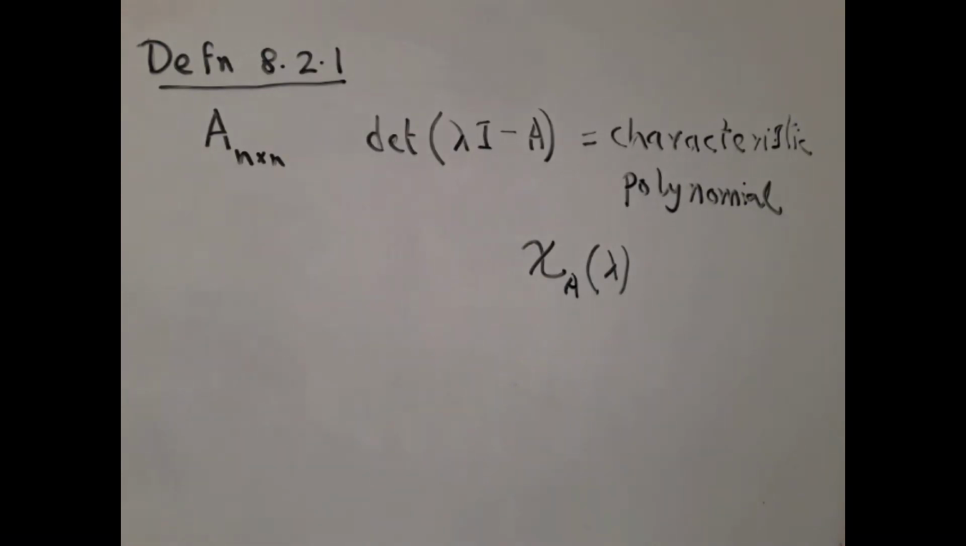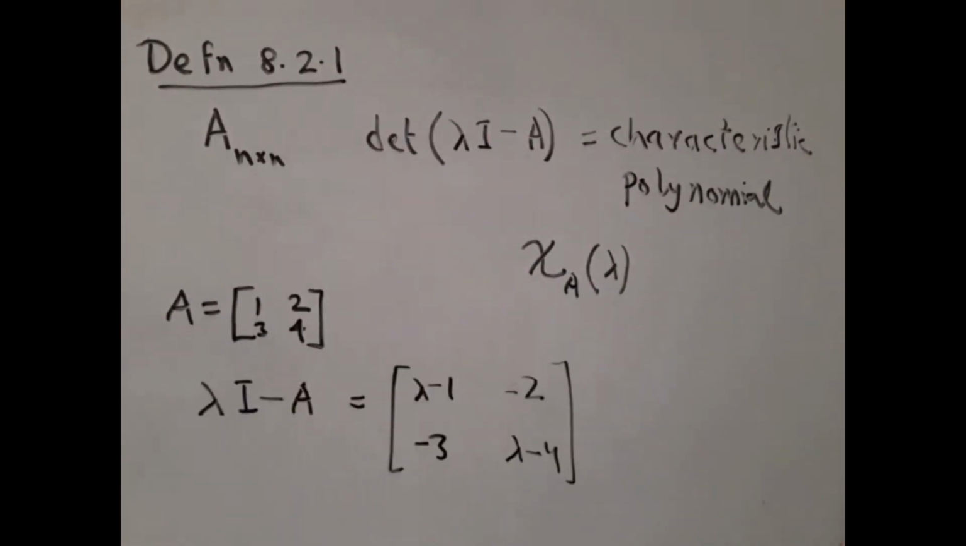Now let us quickly convince ourselves that this is always going to be a polynomial. So suppose I take this matrix 1, 2, 3, 4, and then I will form this lambda I minus A matrix. So I have lambda only in the diagonal entries, and the entire A is negated. Now when I try to find out the determinant, what will I get? I will have this times this minus this times this, and that is obviously a polynomial of degree 2 in lambda. Also, it will be a monic polynomial, namely the coefficient of the highest power of lambda will be equal to 1.